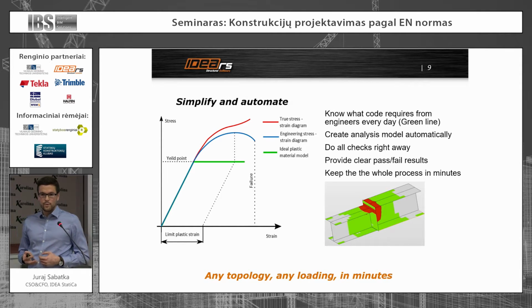So back to our example with David. You can see the material diagram on the left. It's a little bit scientific, and you can spend hours on this. You can analyze the true behavior of the material forever. What we are trying to do is to make a clear line of what the engineer needs for his project. That means what the code requires for him. So in this chart, there's the green line. We stop our analysis at the green line and try to build the model automatically, put all the checks in it right away, and provide a clear pass-fail, a yes or no result.